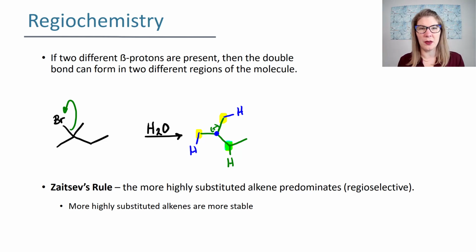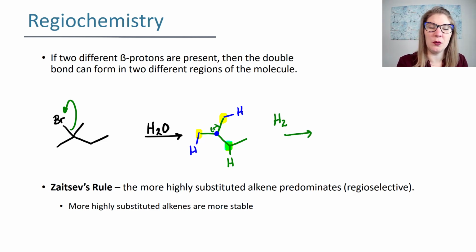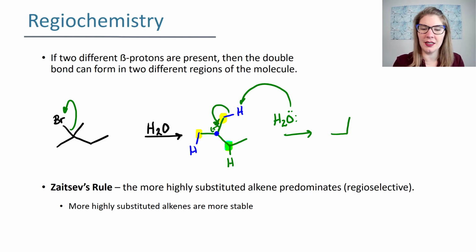When we're looking at the base removing a proton, notice how the base here is different. It's water. Before I had negative bases. When we're talking about E1 reactions, you don't need a strong base. You can use a weak base because carbocations are highly reactive. What's going to happen is your base is going to come in and pull off a proton. It can pull off this one, and you could get a product that looks like this.